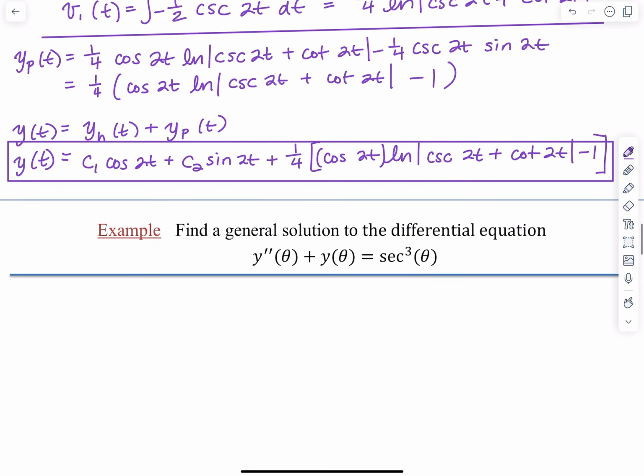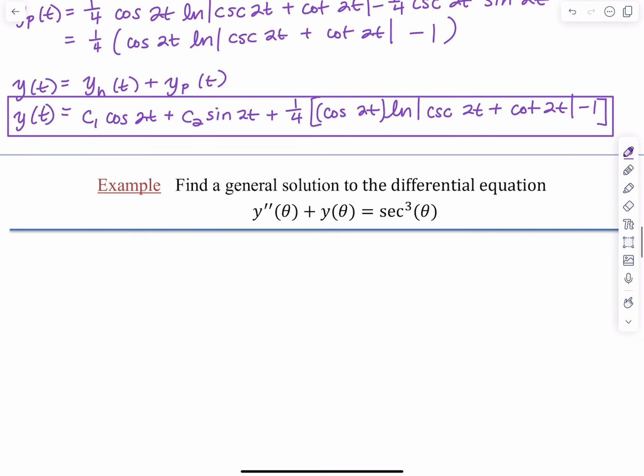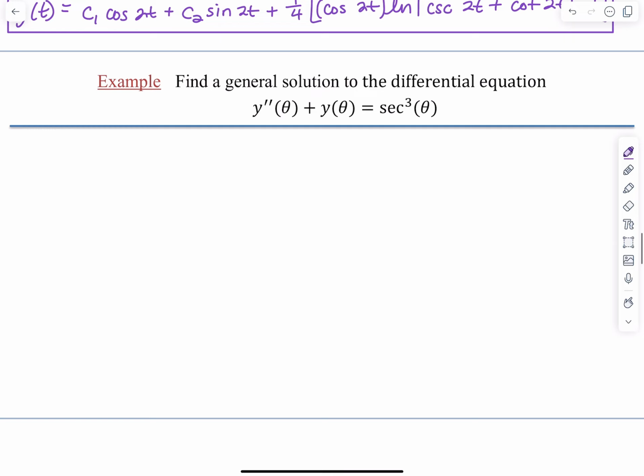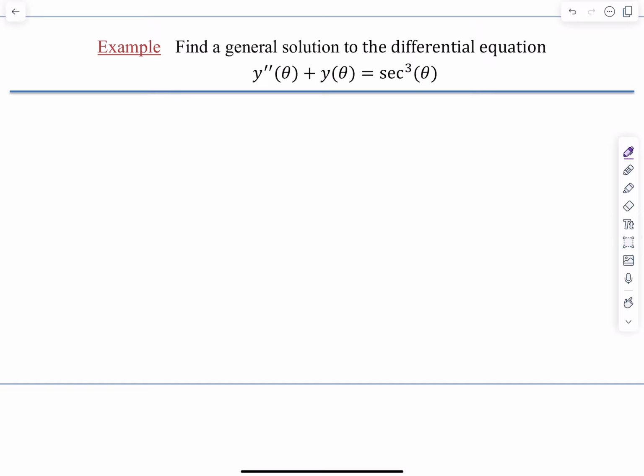Okay, let's look at our next problem. Find a general solution to the differential equation. And here you can see we have a secant cubed of theta on the right-hand side. Second derivative plus y of theta equals secant cubed. Okay, so our set of functions for our homogeneous equations would be y1 of theta is equal to the cosine of theta, and y2 of theta is equal to the sine of theta.